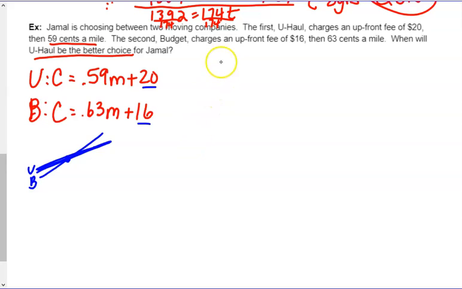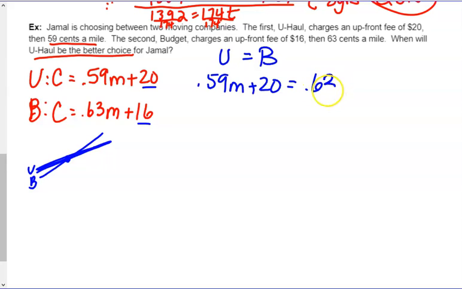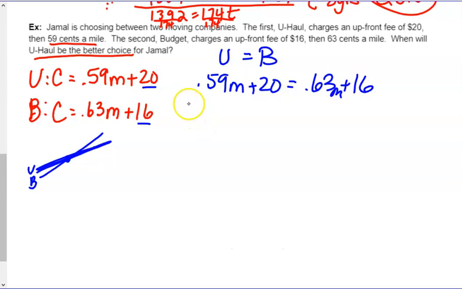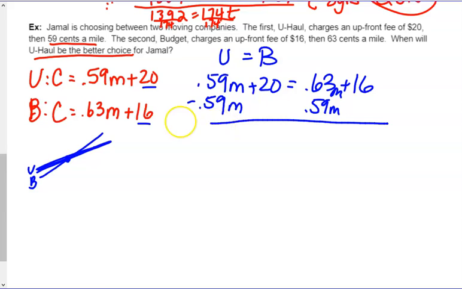So let's go ahead and just find out when they are equal. If we find out when they are equal, that means I have to go more than that for the U-Haul to be cheaper. So if U-Haul is 0.59M plus 20, we want to set that equal to 0.63M plus 16. Whoops, I forgot my M on that one. And then we want to solve that. Okay, so let us do the math with that. Now, you can do all kinds of T-charts if you want and figure out what that is, but that takes a lot more time than just solving straight for that.